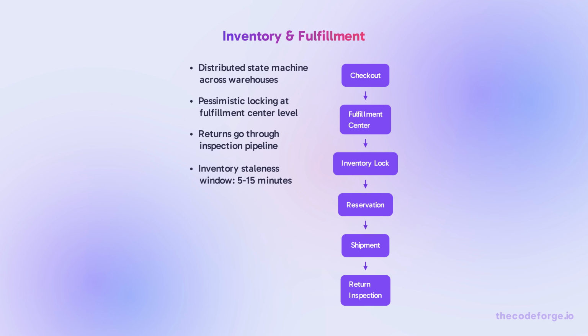Amazon's inventory system is a distributed state machine. Each fulfillment center owns its inventory partition and uses pessimistic locking. Returns don't immediately re-add to inventory, they go through inspection. The in-stock badge is a cached projection with 5-15-minute staleness.